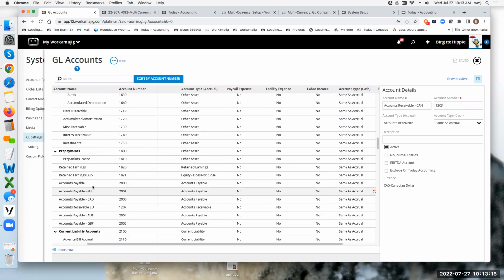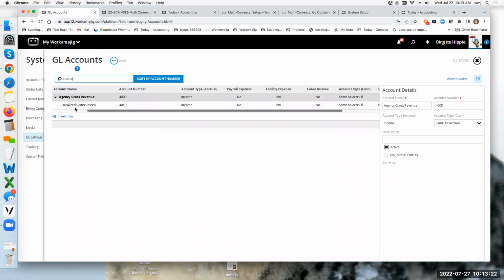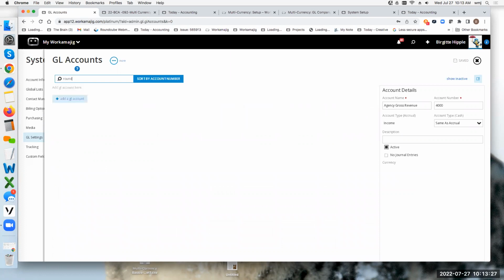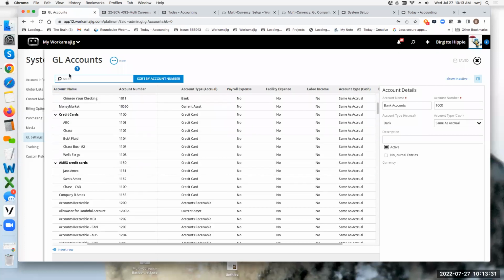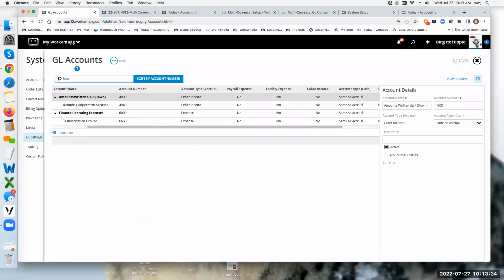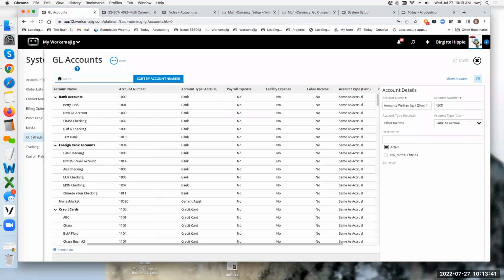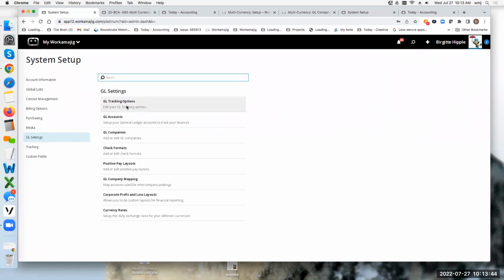All right. And of course, I have my realized gain account, and then I have my rounding adjustment account. How you set those up is up to you, but those will be needed for that GL tracking option to be able to enable multi-currency.